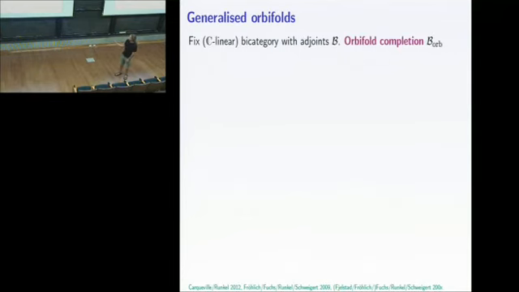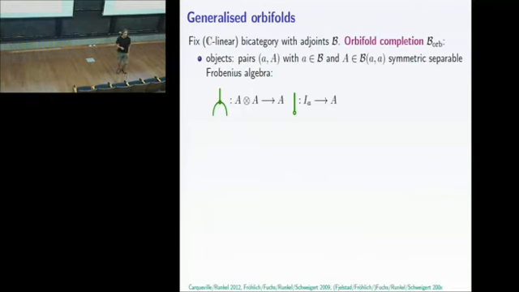So let's start with some nice bicategory with adjoints, which maybe later I need to be C-linear, so that the spaces of two morphisms are C vector spaces, maybe even finite dimensional. That's certainly enough. Now I define what a new bicategory is, which I call the orbifold completion. First I tell you what the objects are. Objects are pairs made up of old objects, little a in script B, and one morphisms that go from A to A, which have a particular property or structure of being symmetric, separable, and Frobenius.